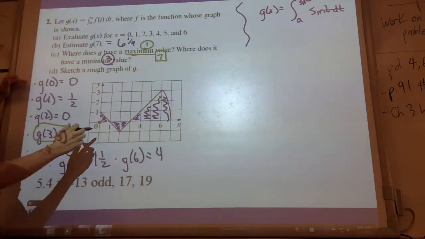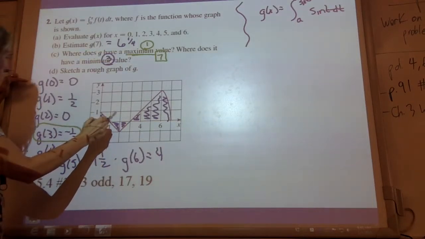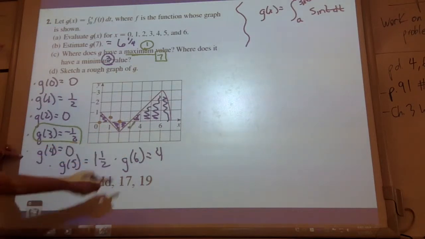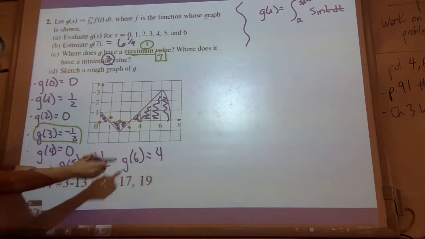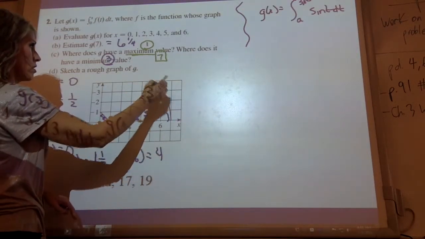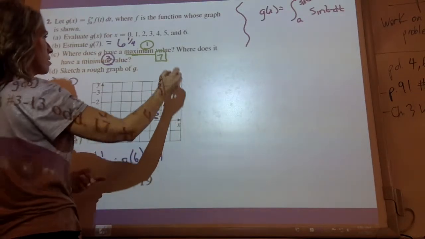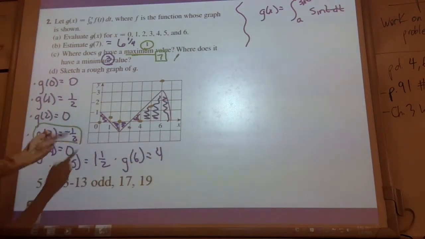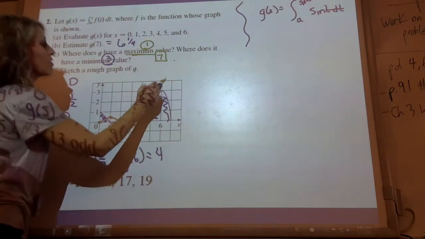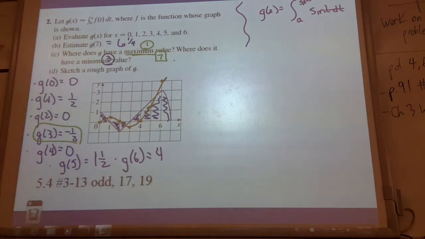Okay, g of 0 is 0, g of 1 is a half, g of 2 is 0, g of 3 is negative a half, g of 4 is 0, g of 5, g of 6, and then g of 7, which we said is up here somewhere, right? So that's the graph of the integral. This is the graph of the area so far function, of the integral from a to x, depending on where you are.